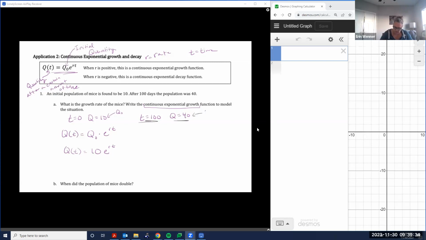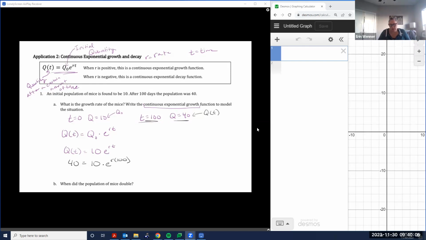That's really our Q of t amount after 100 days. So we'll plug 40 in for Q of t. That's equal to 10 times e to the R times 100. So now we've created an equation where we only have one variable. Yes, I know E looks like a variable, but remember E represents a number, right? R is the variable, our rate here, that we don't know and need to solve for.